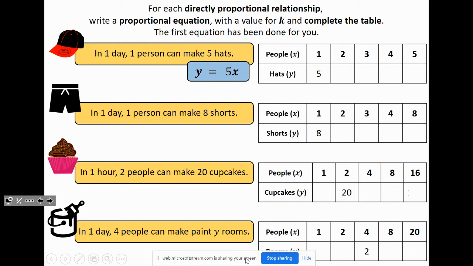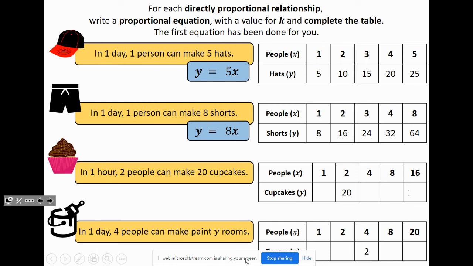So if in one day one person can make 5 hats, then y, the number of hats made, is equal to 5x, where x is the number of people. The number of hats is 5 times the number of people. So if the number of people is 2, then the number of hats is 5 times 2. If the number of people is 3, the number of hats is 5 times 3. So we should have got this as an answer. For the second table, we have a ratio of 1 to 8, or y equals 8x. So we should have a table that looks like this with y equals 8x.